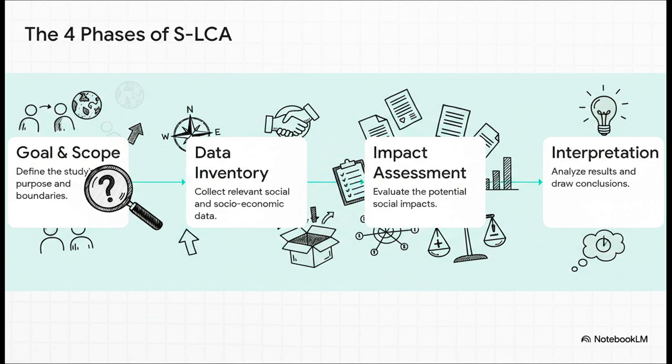So how does it actually work? Well, it follows this really clear four-step process. It actually mirrors its more famous cousin, the environmental LCA. You start by defining your goal and scope. Then you go out and collect all the data. After that, you assess the potential impacts. And finally, you interpret what it all means. It's a way to bring structure to a really, really complex topic.